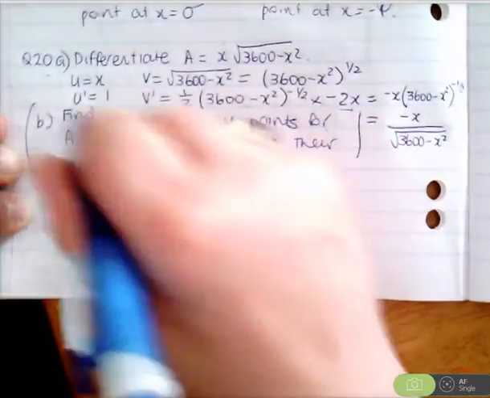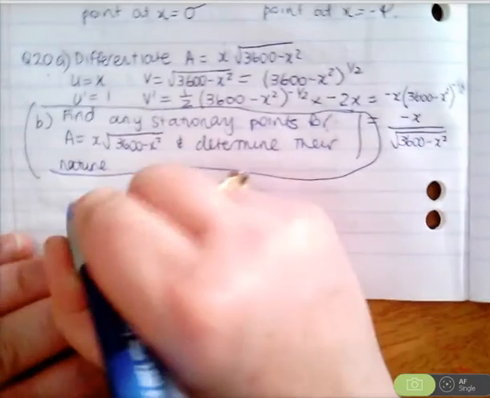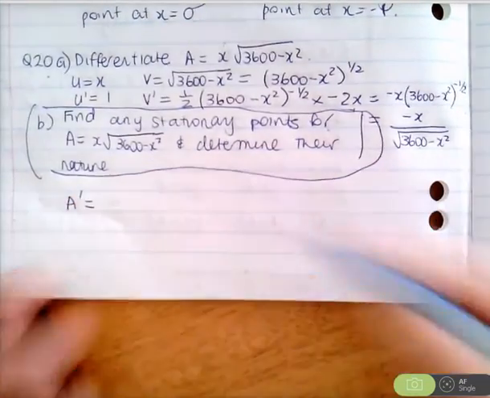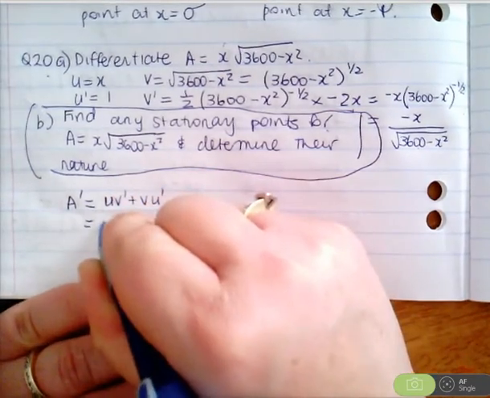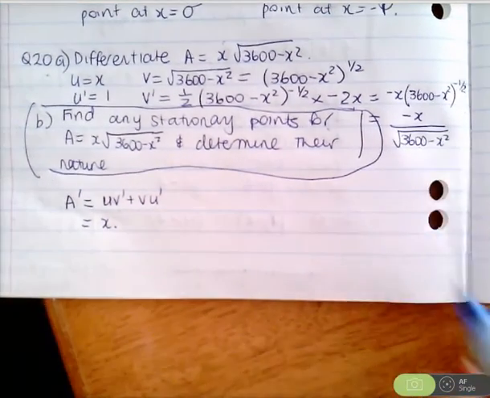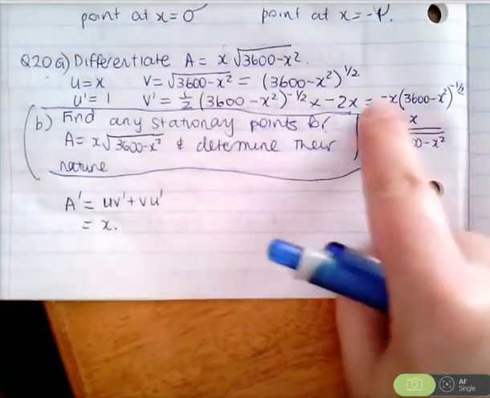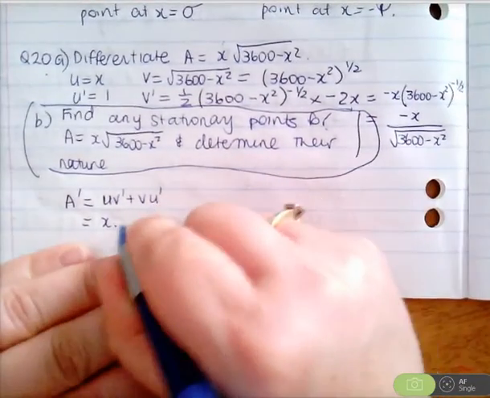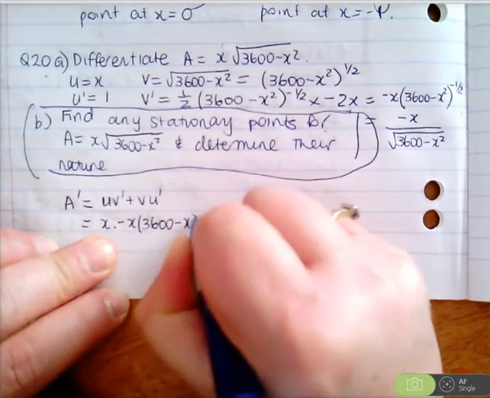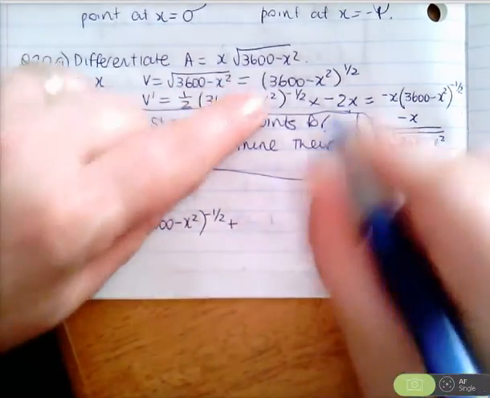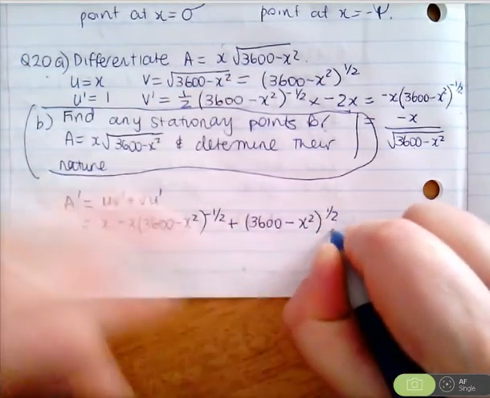Now, I'll have to do this bit on the next page. Find any stationary points for that curve. So I'm just going to keep going with this differentiation. So a dash, or I can write dA dx, is u v dash plus v u dash. So u is x, v dash, I can use either form here. I'm going to use this form up here, not written as the square root. So it's x times -x bracket 3,600 minus x squared to the -1/2 plus v, I'm going to use the index form, 3,600 minus x squared to the 1/2 times u dash is 1.